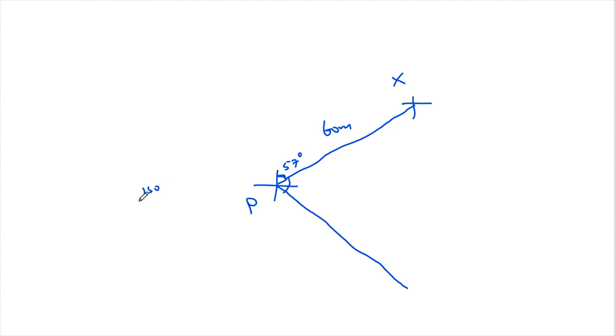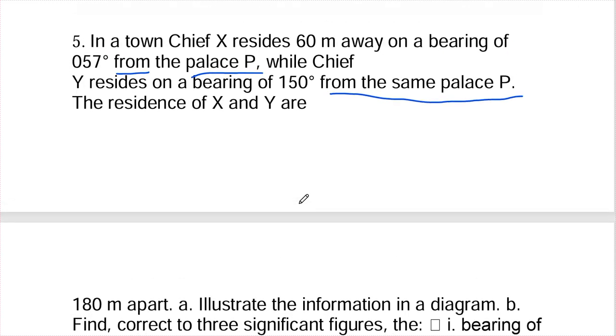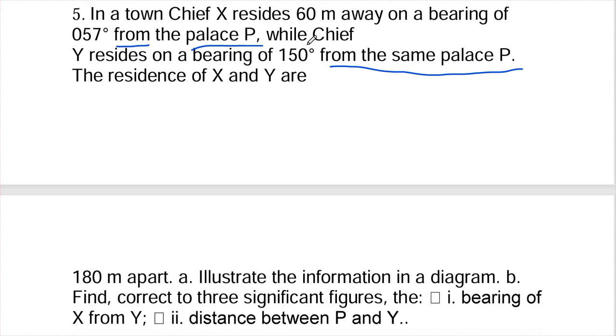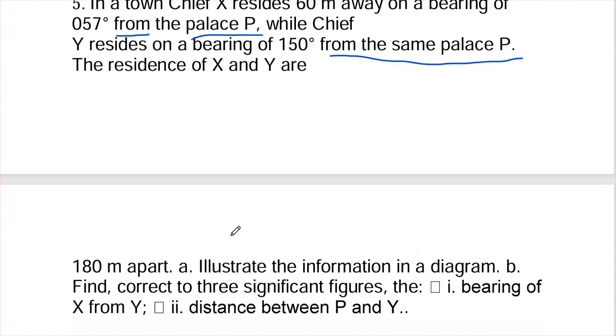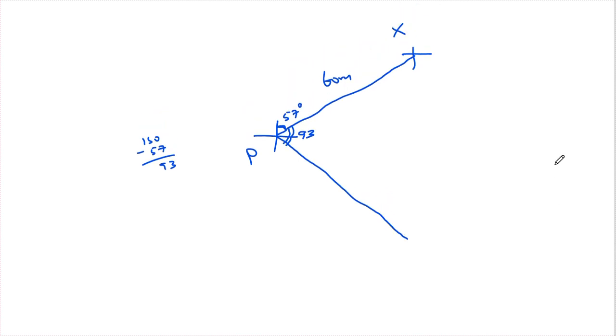Then the next statement says that Y resides on a bearing of 150 degrees from the same palace. So 150 degrees is somewhere here. We are going to draw it. We don't know where to stop, but let's draw 150. Now if here is 57, from here to here is 150. It means the rest will be 150 minus 57, which gives us 93. So this makes here 93, right? You should know how to calculate your angles.